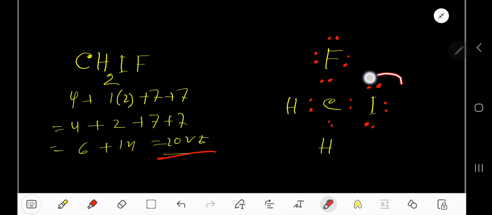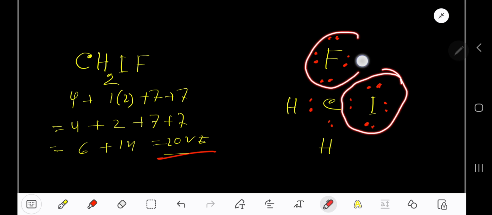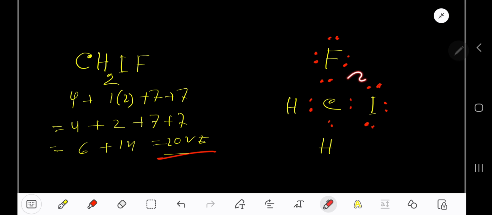Duet, octet, octet. Now count for the octet of the central atom carbon. Carbon is the central atom because it has the highest capacity of making bonds, 4 bonds, plus it is the least electronegative, and hydrogen is always considered an outer atom.